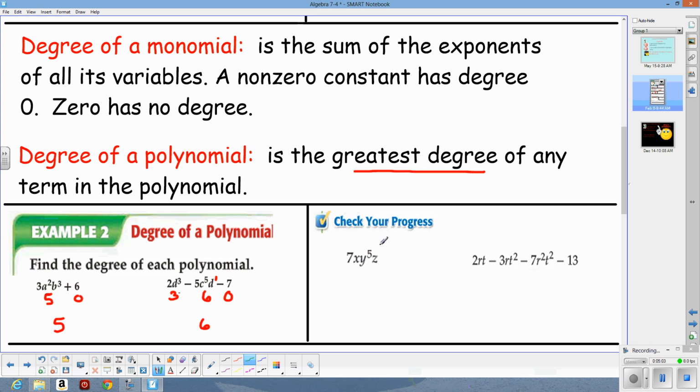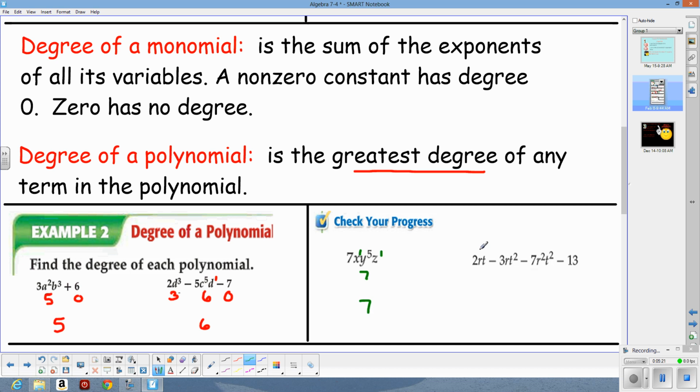Right here, this monomial, you might want to put a 1 for the exponents so you don't forget to count them. If you add the exponents of the variables together, you get 1 plus 5 plus 1, which is going to be 7. So this is degree 7.